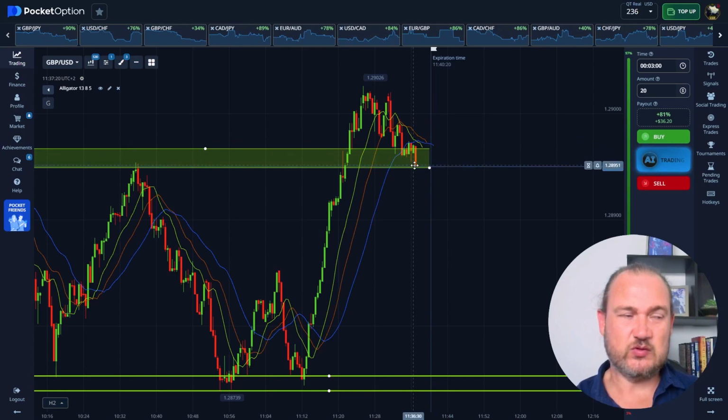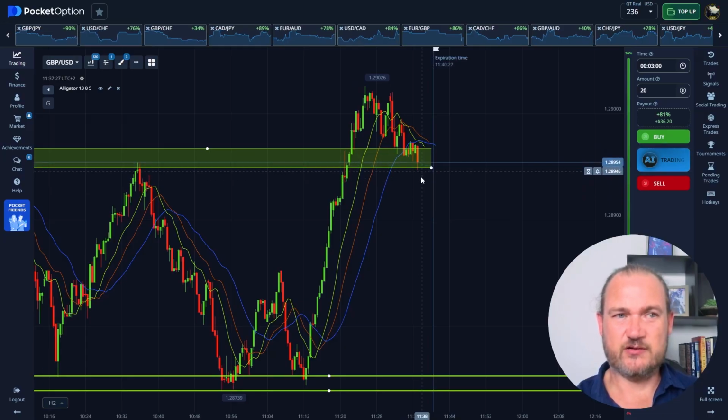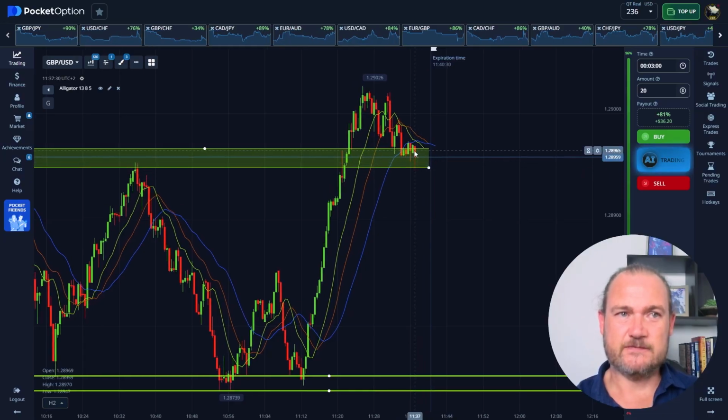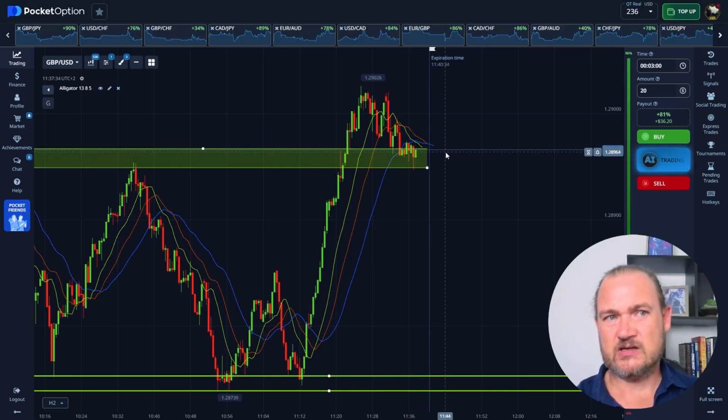But this is the support level. We're still not out of it yet. It could still push upwards. We do need a very clear break of this, but we're going to have to wait for that. We're going to have to wait a few seconds at this moment, see what happens.